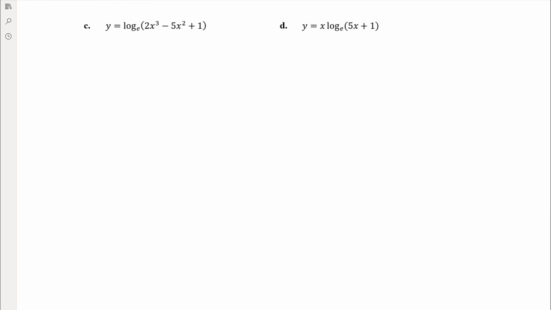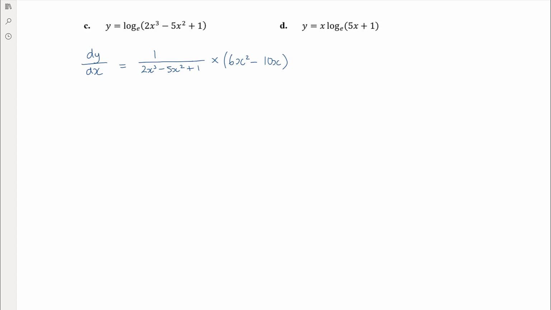Okay, log e of 2x cubed minus 5x squared plus 1. Okay, so again, dy dx. Imagining covering up your inside function. You've got chain rule here. You've got a cubic inside a log. Covering up your inside function, you've got log e of something. Derivative of that is 1 on something. And then we also need to multiply by the derivative of the something, the derivative of the highlighted thing, and that is, in this case, 6x squared minus 10x.